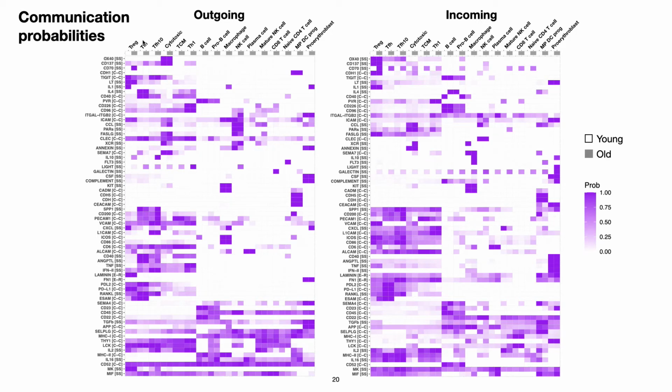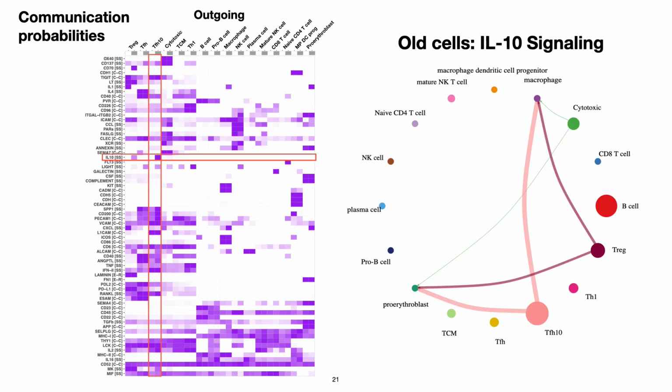So these are the estimated outgoing and incoming signals for each cell type split by age across the top, and each cell-cell signaling pathway along the side. So we see that in old Tfh10 cells, similar to old Treg cells, these are interacting with macrophage and red blood cell progenitors through immunosuppressive cytokine IL-10.